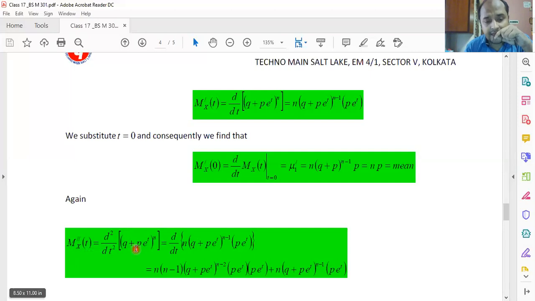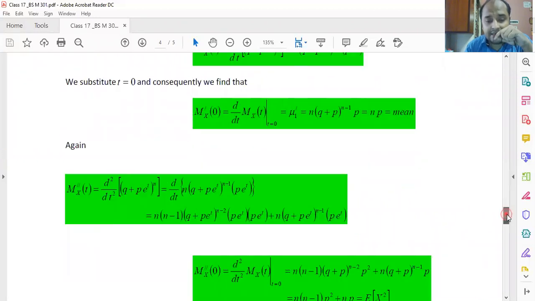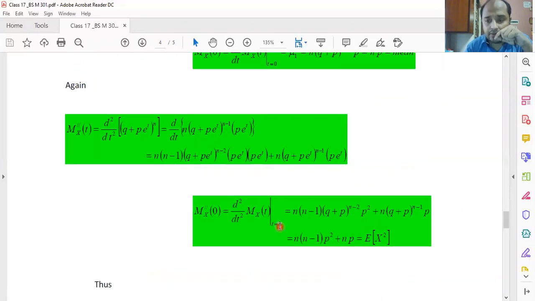So I am differentiating the function once again, and I'm getting this expression. Okay, this clumsy expression once again. And at this expression, I'm putting t equal to 0. And if you do so, just like above, you are going to get this expression. Here again, I'm substituting q plus p as 1 in both these parts, and I'm getting n into n minus 1 p square plus np. That is E of X square.